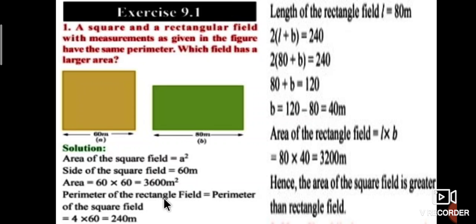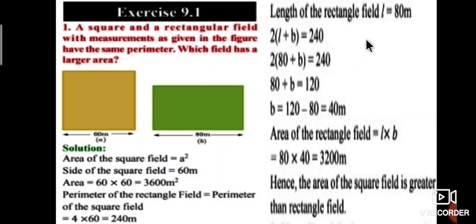Next, the perimeter of the rectangle field. The perimeter of the rectangle field is equal to the perimeter of the square field, that is equal to 4 into 60, that is equal to 240 meters.